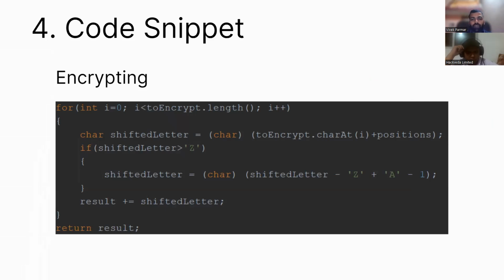Let's take an example of X. The ASCII value of X is 88. The ASCII values of uppercase characters are 65 to 90. So 88 plus 3 is 91, which is out of range, so we follow this code. The shifted letter's ASCII value is 91; 91 minus the ASCII value of Z, which is 90, gives 1. Then 1 plus the ASCII value of A, 65, is 66, minus 1, which is 65. So now X will become A.